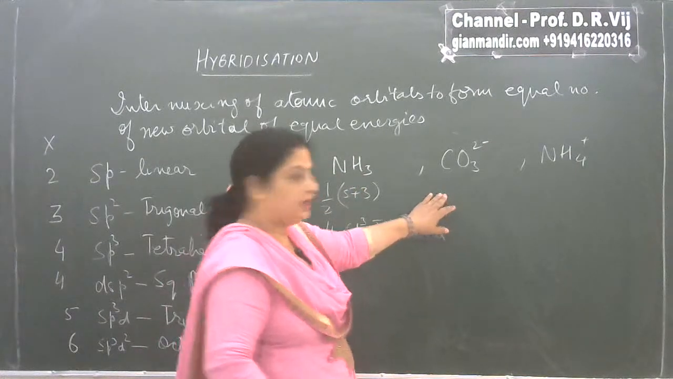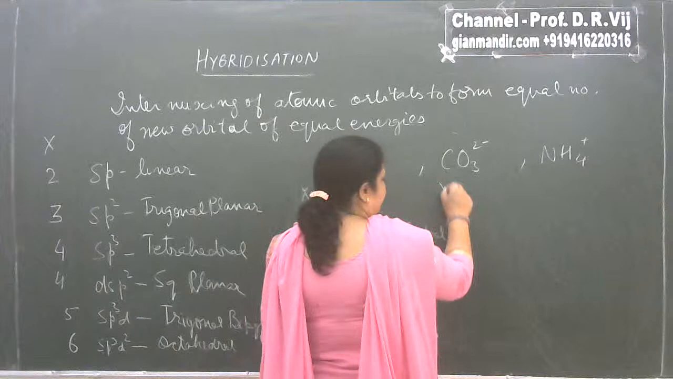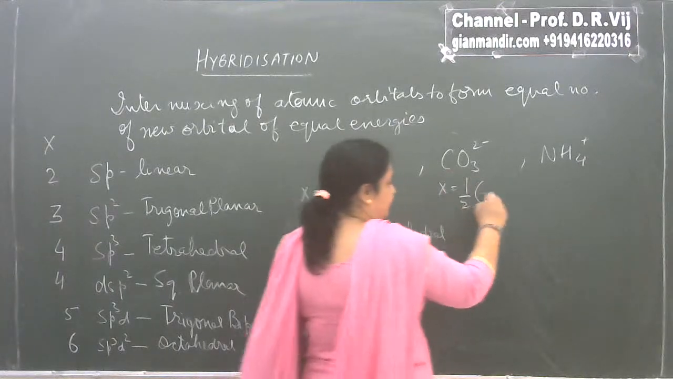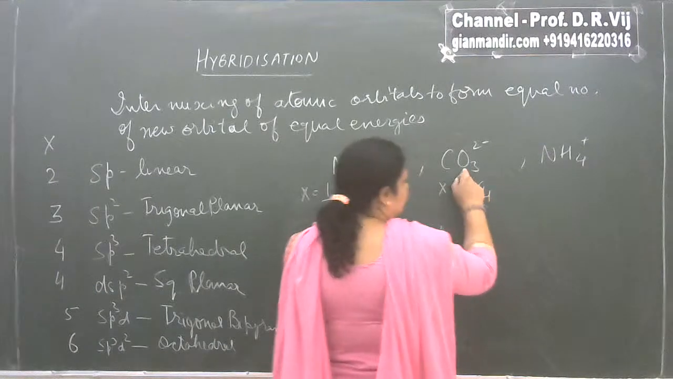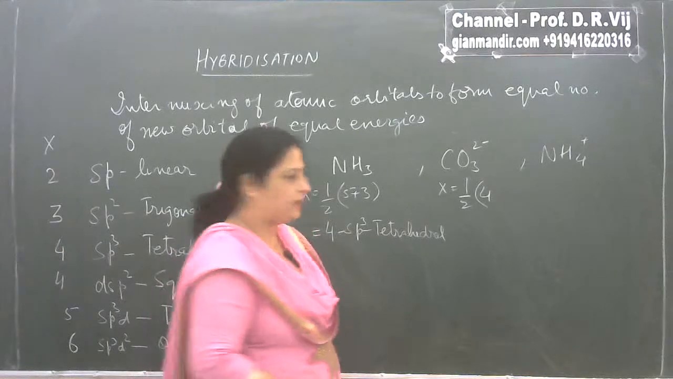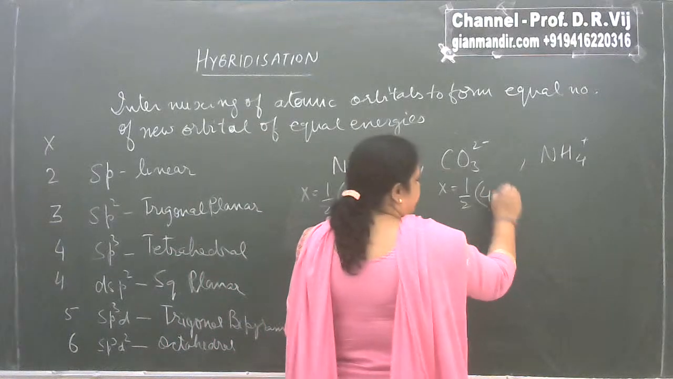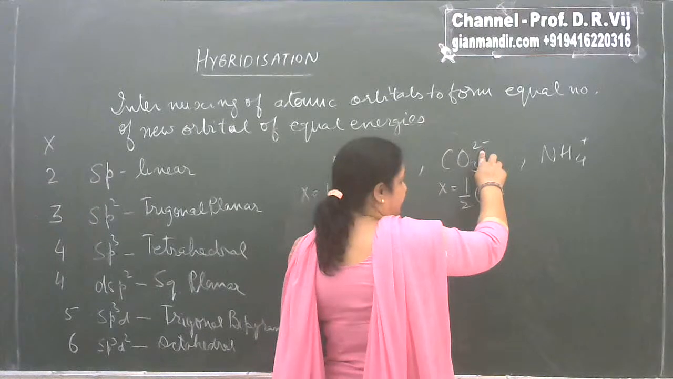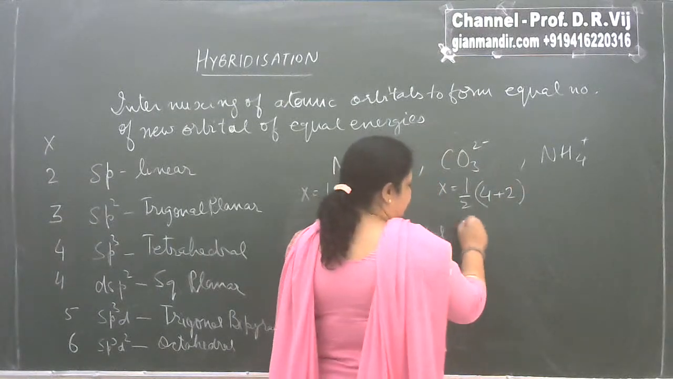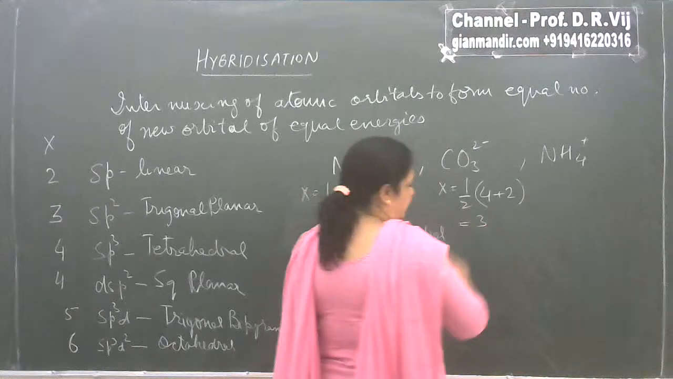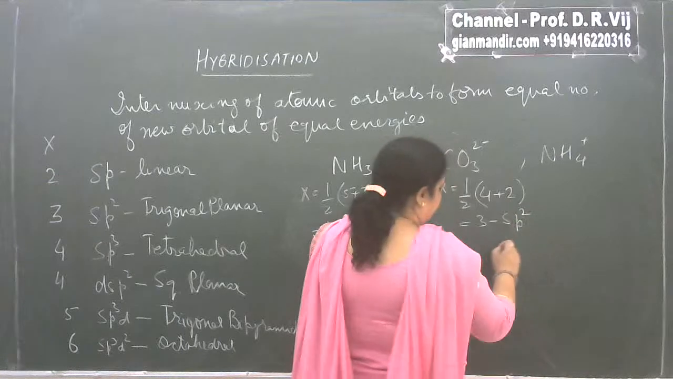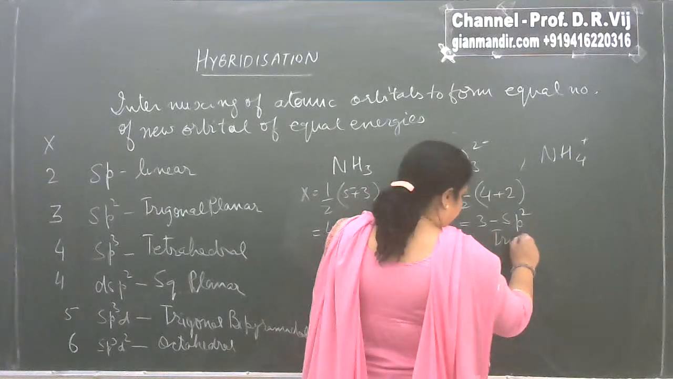Now take the carbonate ion. For carbonate ion, X is given by half. The number of valence electrons in carbon is 4. No monovalent atoms are attached here because oxygens are all divalent. It is an anion having 2 units of charge, so plus 2, so it comes out to be 3, and if it is 3, the hybridization is sp2 and the shape is trigonal planar.